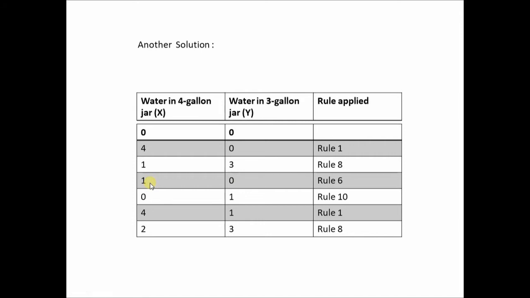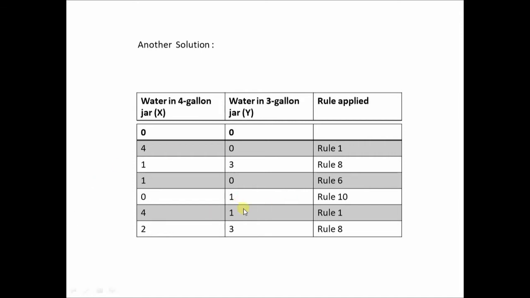Okay, then rule 10 is applied, and what I have done is transferred this 1 gallon from the 4 gallon jar onto the 3 gallons. So this has become empty. This is by using rule 10. Now please note, at this moment the 4 gallon jar contains 0 amount of water, or the jar is empty, whereas the 3 gallon jar contains exactly 1 gallon of water.